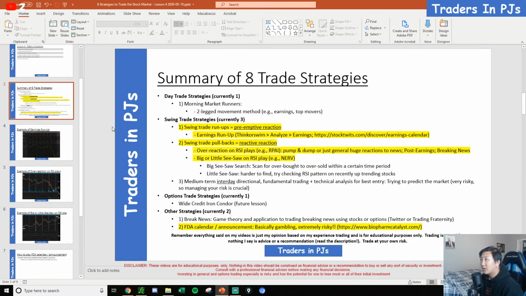Okay. So for the 3 swing trading strategies, the first one is trying to catch a preemptive move. A lot of the time, markets will move up or down in a certain direction, preparing for certain news. And one of the most obvious ones is earnings, right? So what you can do is look at the historical performance or pattern that a certain stock does around its earnings, and then see whether it makes sense to buy the stock 2 to 3 days before earnings come out, and then sell the day before earnings come out.